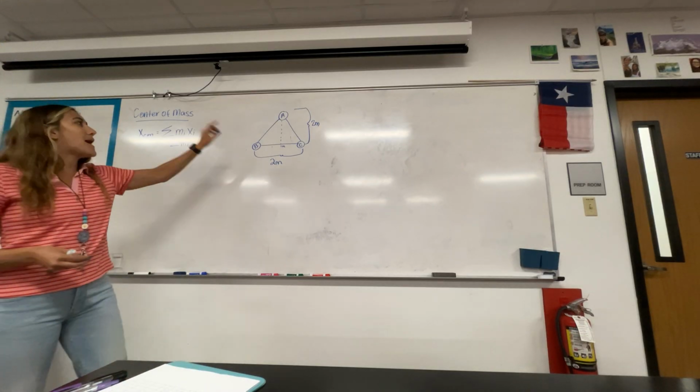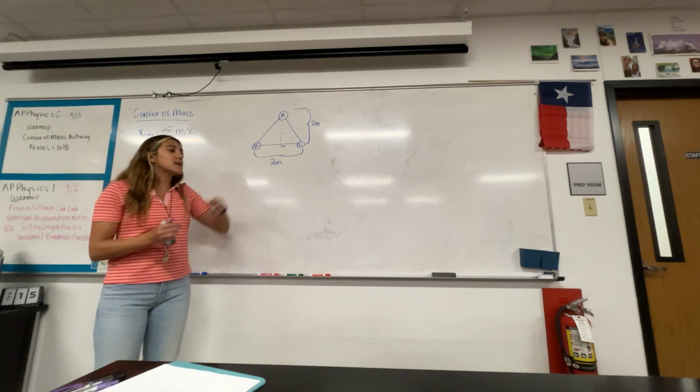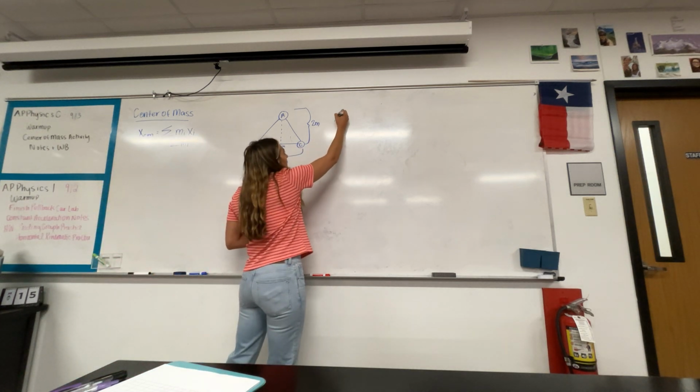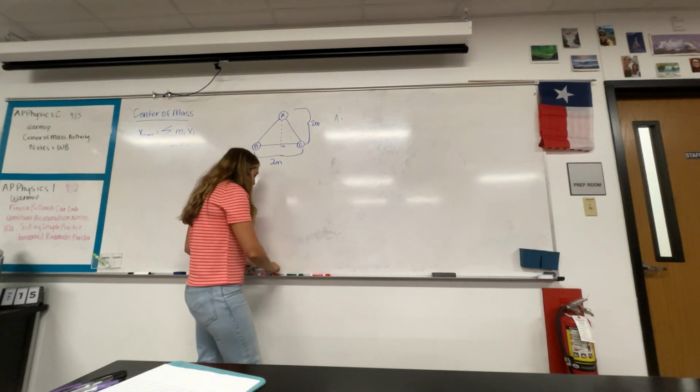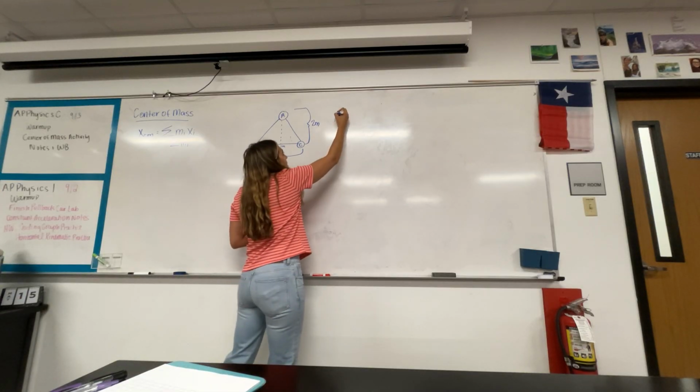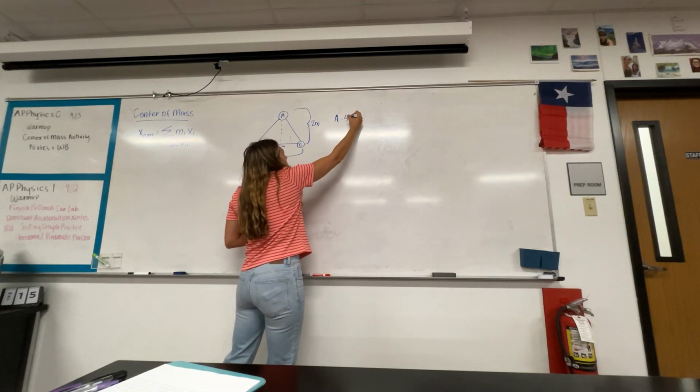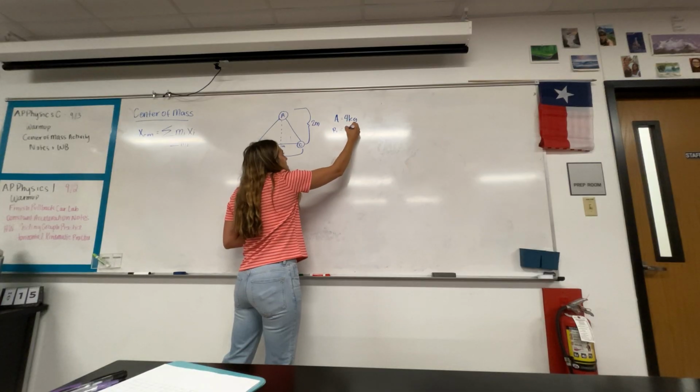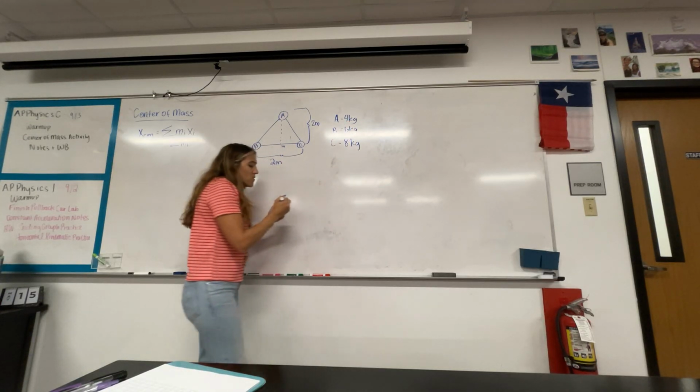And I want to know the center of mass of this ABC system. So I'm going to pick a different marker. I'm going to say that A has a mass of 4 kilograms, B has a mass of 6 kilograms, and C has a mass of 8 kilograms.